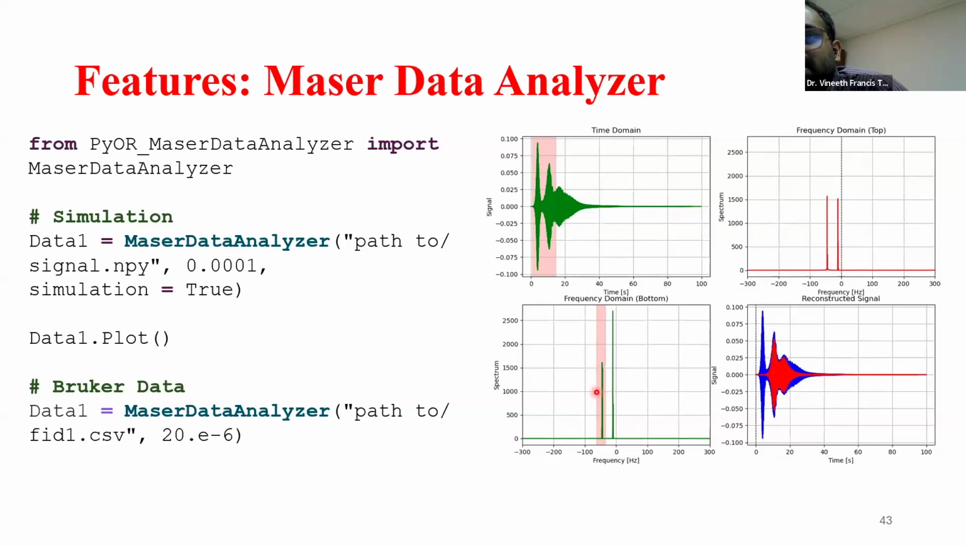Now, if you want to see what the corresponding FID is for this given peak, you just select it, and you will get the corresponding FID for that particular frequency. So the blue will be the total FID, and the red will be the FID corresponding to the peak you pick.